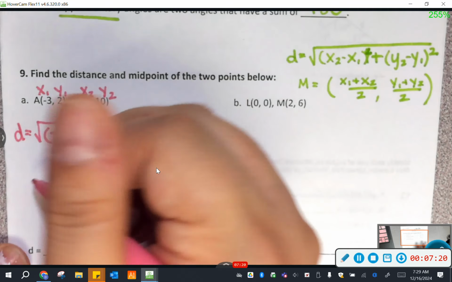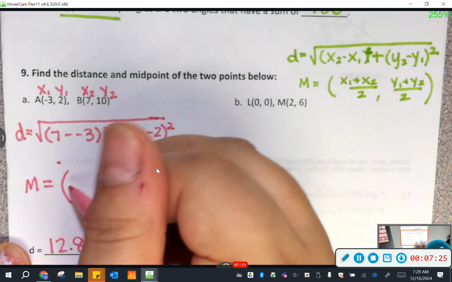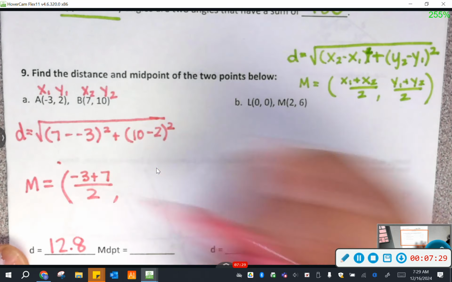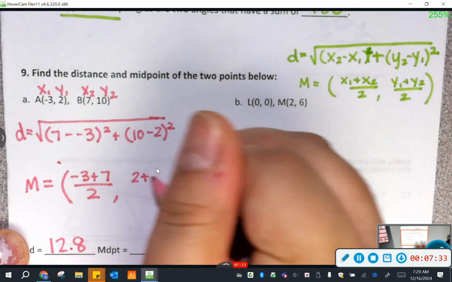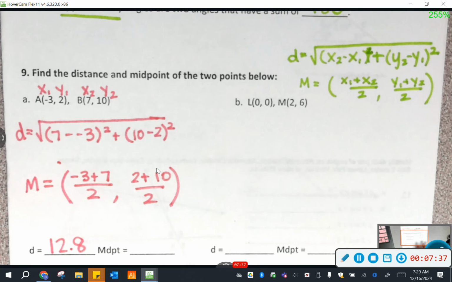Now I need to do the same thing but with the midpoint formula. So I'm going to add my x's, negative 3 plus 7 divided by 2. Add my y's, 2 plus 10 divided by 2. I'm doing this with you. Remember, you turn this in, you get 5 extra points on your final.